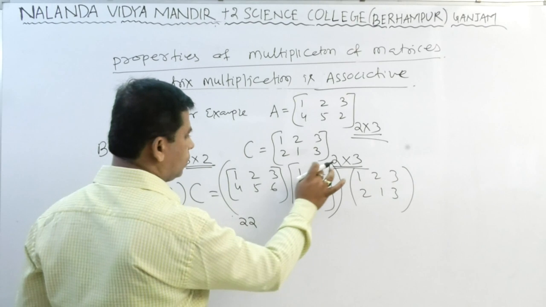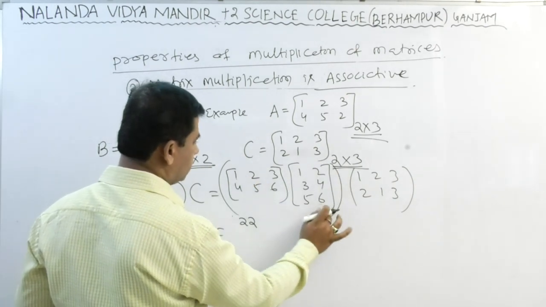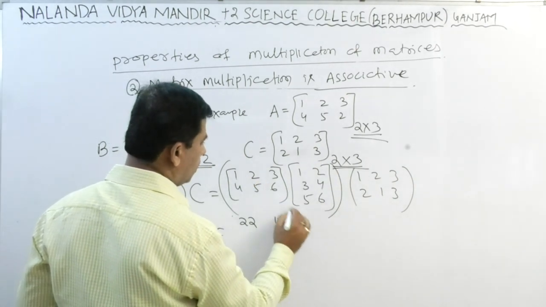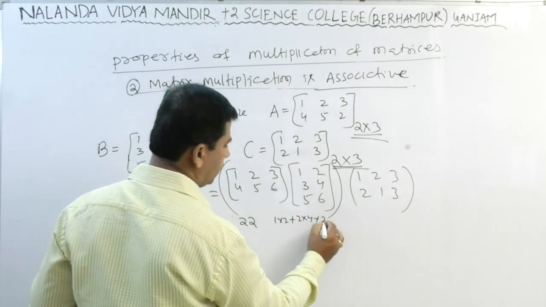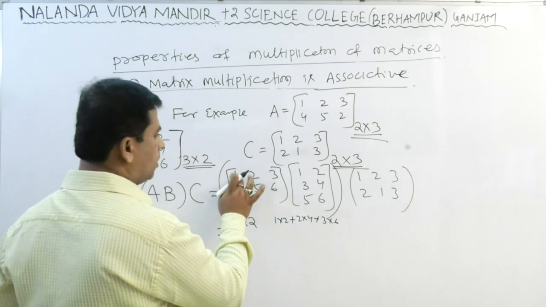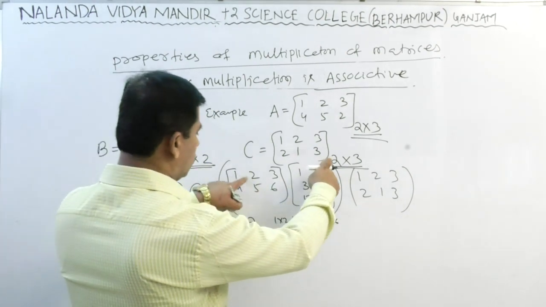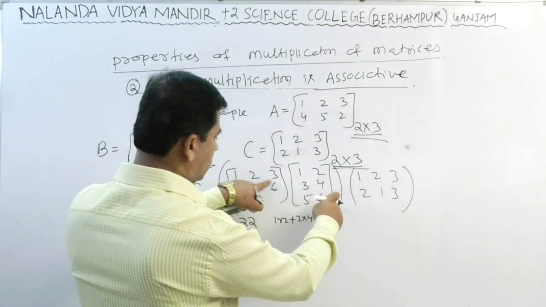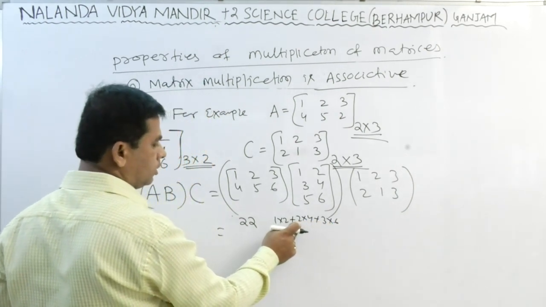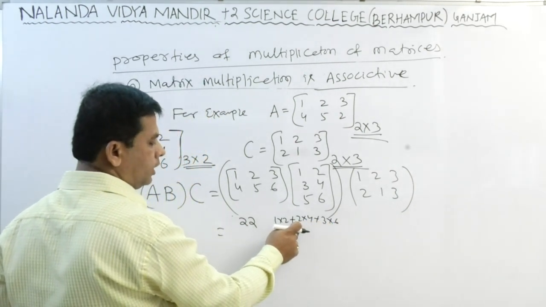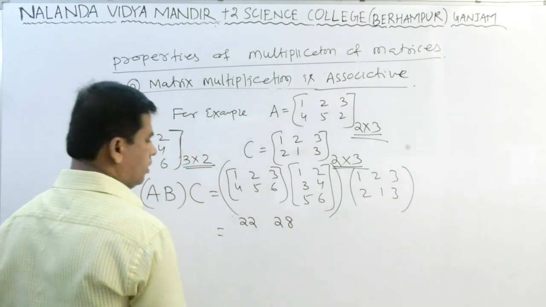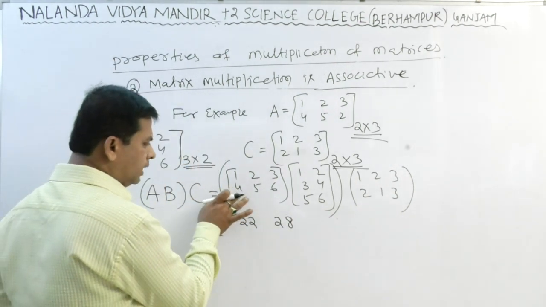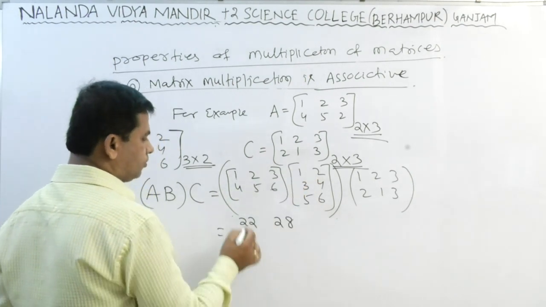Now we multiply first row, second column. 1 into 2 plus 2 into 4 plus 3 into 6. Okay? First row, second column: 1 into 2, 2 into 4, 3 into 6, 18 plus 8, 26 plus 2, that is 28. Now multiply second row with the first column.